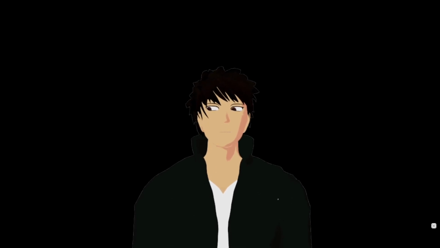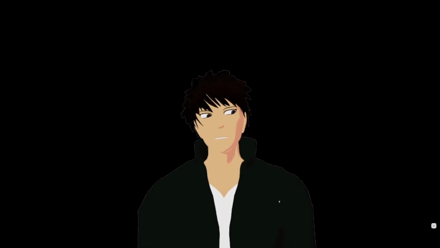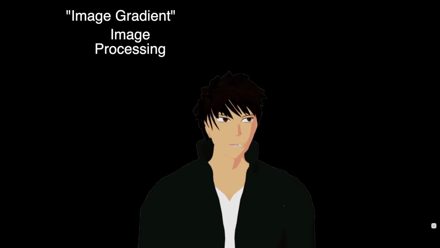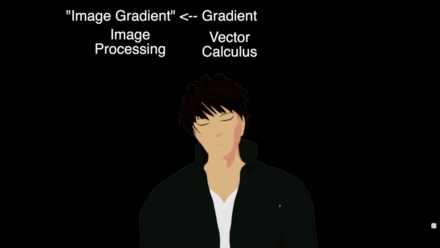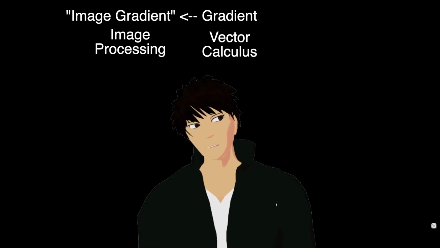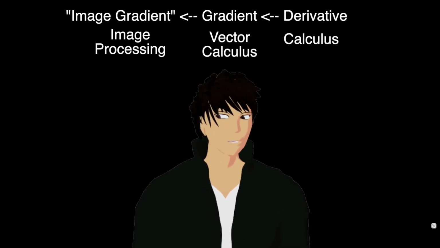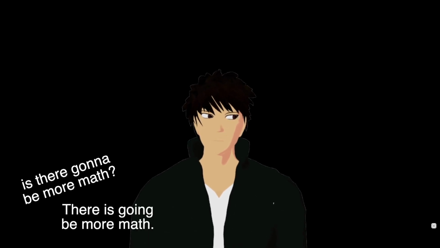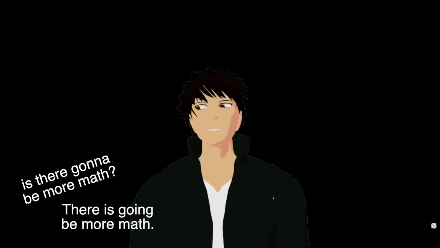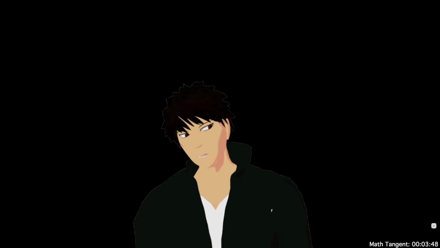Mathematically, the way we quantify this is known as the image gradient, which is a computational extension of the vector calculus's gradient, which is an extension itself of the calculus derivative. Cue math rant number 2. I promise it's the last.